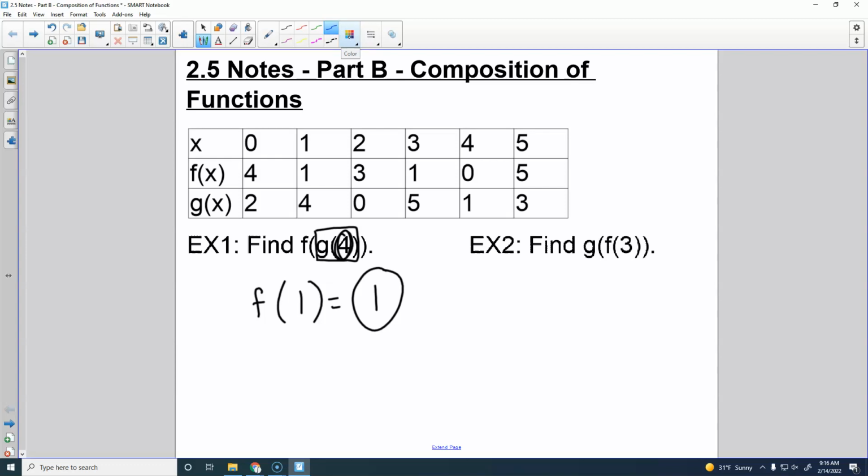Okay, on example 2, we're finding g of f of 3, which means we've got to find f of 3 first. So if you look at that table, what is f of 3? Good. 1, we're looking right there. We see that f of 3 equals 1. That leaves us having to find g of 1. Reese, what do we get for that? Good. And 4 would be our answer there.